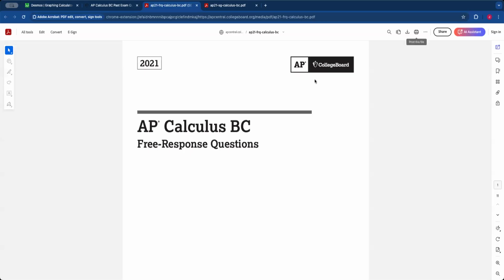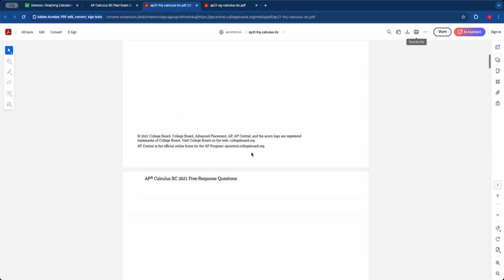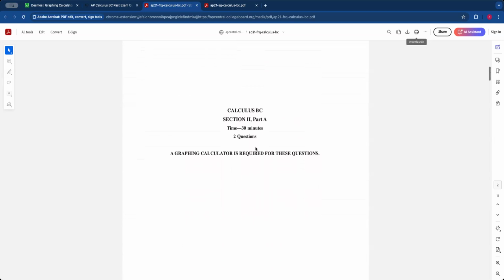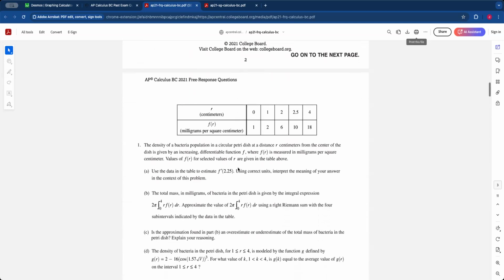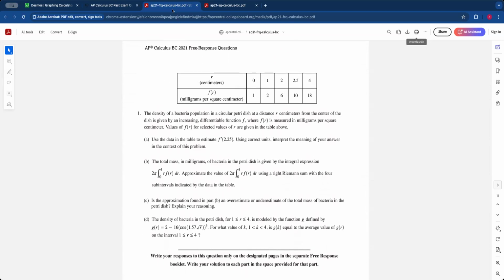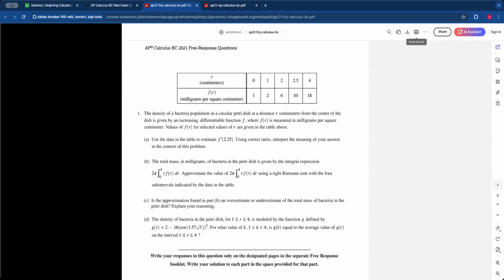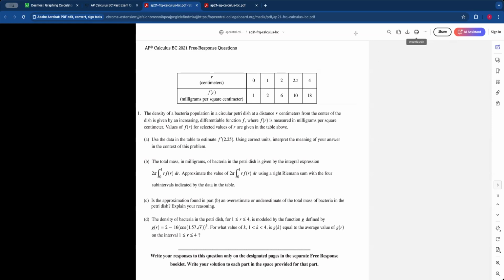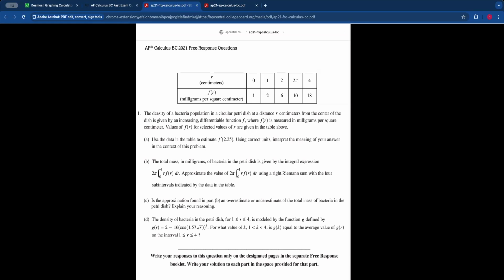All right, so this is the 2021 BC Calc FRQ. Let's go through and take a look at question one, which is again part of the calculator section. Over here, we have it pulled up. It looks like it's a table, which indicates that it's most likely going to be a Riemann sum kind of question. But let's take a look and see what they have in store for us.